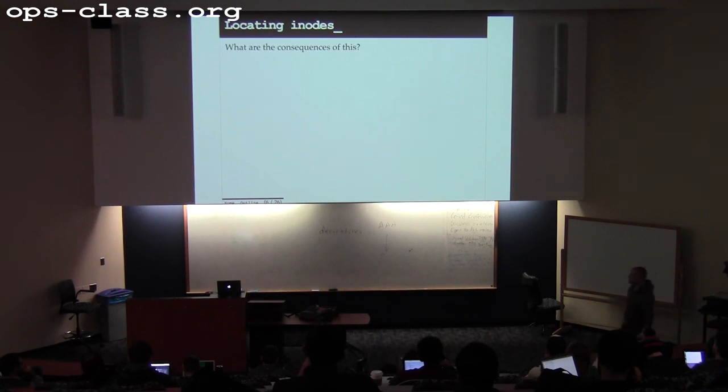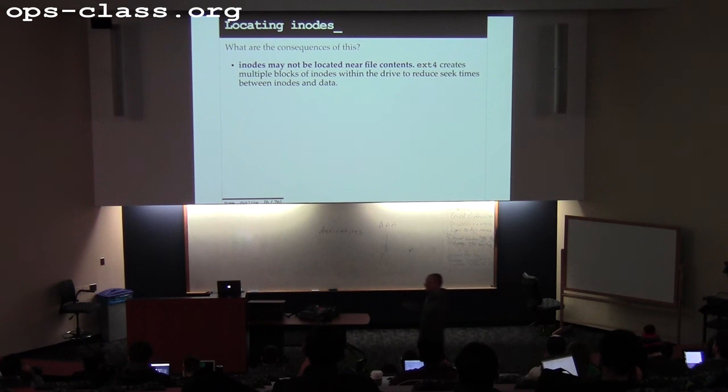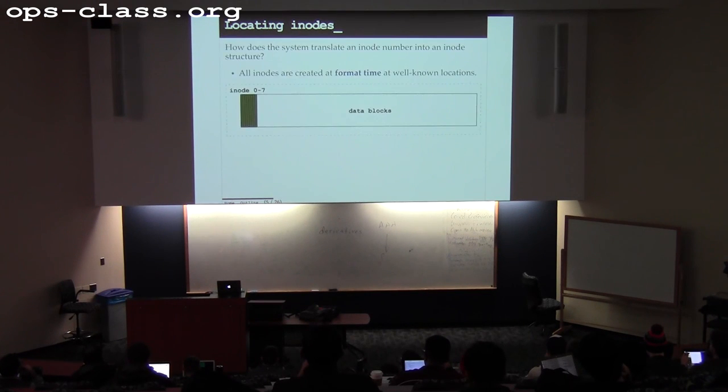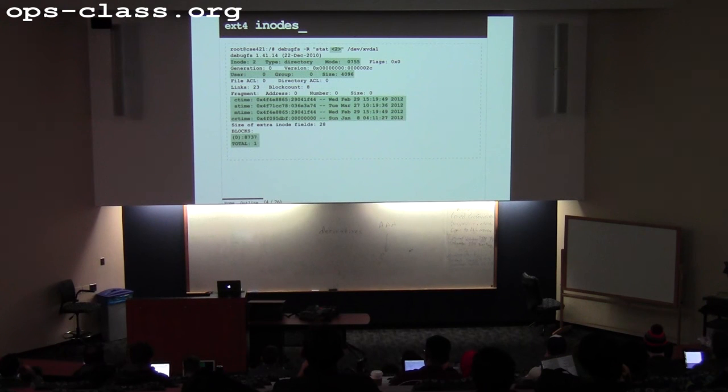OK. So we said there were a couple of consequences of this. One was that we could run out of inodes. The other is that the inode may not be located close to the data blocks that are linked to it. And actually, it's kind of interesting here. So we'll go back and ask, what data block is associated with this inode? Inode 2 is a directory, which is a special type of file, 4K in size. It has one block. What block is that?